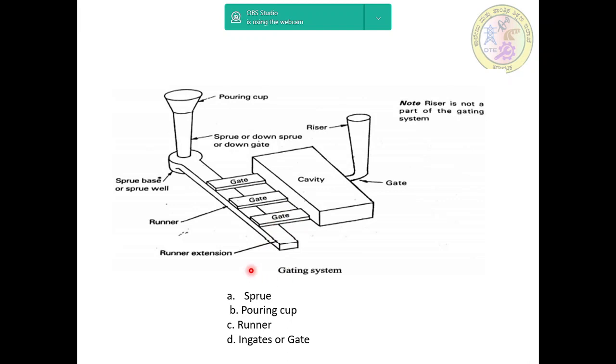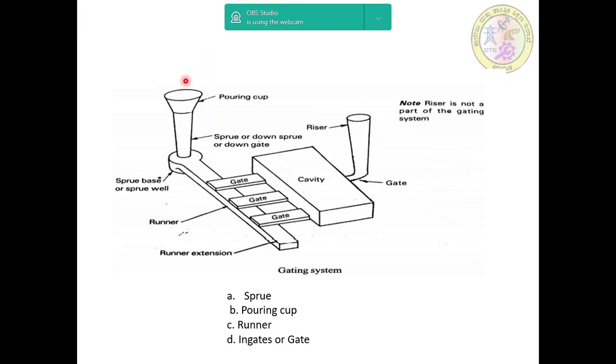Here the main elements of the gating system include this pouring cup. This entire portion is the sprue, and this portion is the sprue base or sprue well, and then this portion is the runner, and then this is a gate or in-gate. This is a small passage through which molten metal will enter the mold cavity. These three are gates, and after the last gate there is an enlarged portion, which is the runner extension.